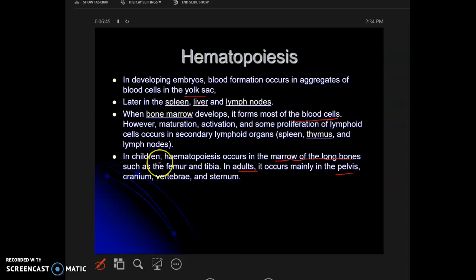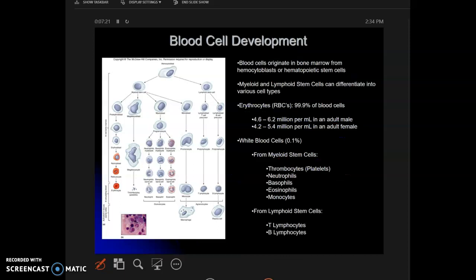All right. In children, hematopoiesis, again, what's hematopoiesis? Formation of blood cells occurs in the marrow of long bones. But in adults, remember, the red bone marrow in the medullary cavity of the long bones is replaced by what? Yellow bone marrow. So where does hematopoiesis occur? Pelvis, cranium, vertebrae, sternum, and at the end of long bones where there's spongy bone, and the spongy bone contains what? If you remember your 201, red bone marrow.